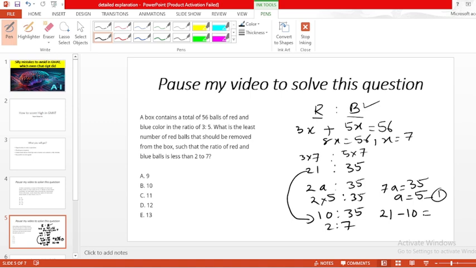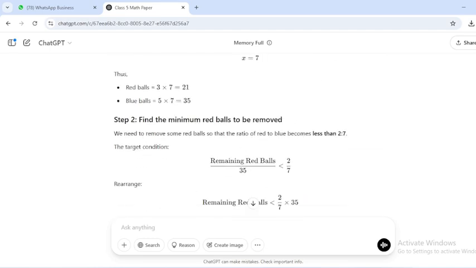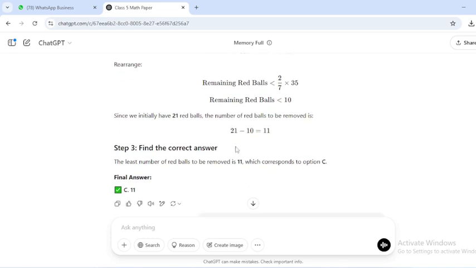So I will show you, friends, that the same mistake was committed by ChatGPT. You see, the same question I have asked ChatGPT. It is now on your screen. You see the response. I'm not showing you the details, but in the first response, it has done the same thing: 21 minus 10, that is 11 balls. And it is writing, the least number of red balls to be removed is 11, which corresponds to option C, which is wrong.